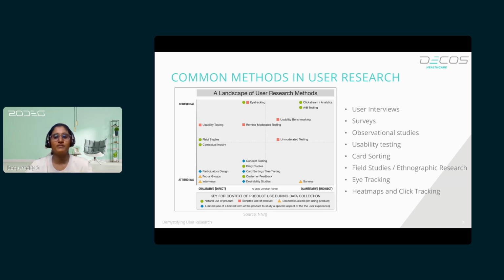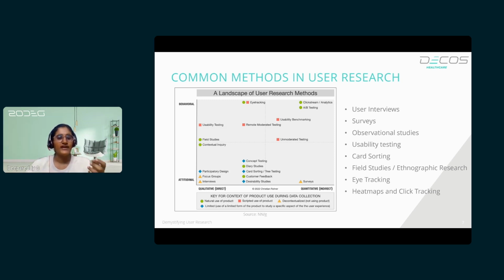Some of those familiar methods are user interviews, which can be structured or semi-structured interviews. And then surveys, which are a quantitative data collection method. And also observational studies, which are often called contextual inquiry. The next common method is usability testing, like evaluating prototypes. And card sorting, field studies or ethnographic research, eye tracking, heat maps, or click tracking.